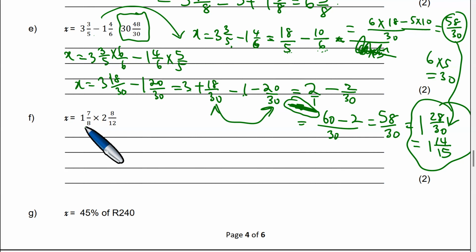Three divided by that times. No. 1 and 7 over 8. What is it? Change it to an improper fraction.